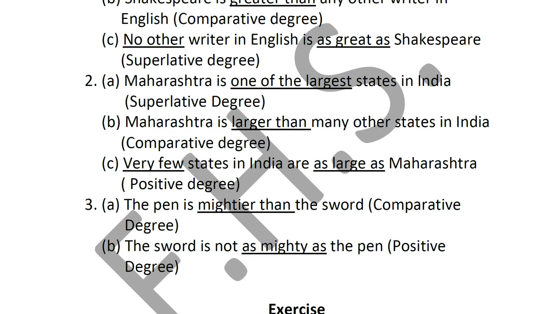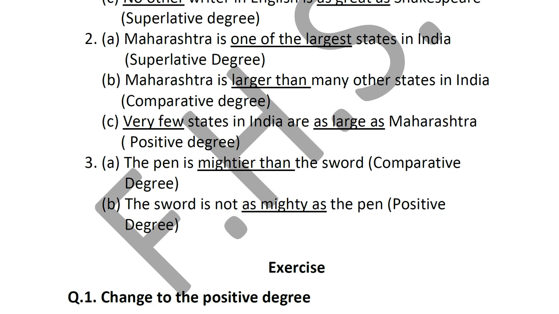Okay. Now we move on to the second example. Maharashtra is one of the largest states in India. Superlative degree, you can see the largest is there, but the largest, I always said always the largest. Maharashtra is larger than many other states in India, so you're larger than, okay. And very few states in India are as large as Maharashtra. Now here the main thing is the largest. You have to underline the largest, larger than, and as large as.